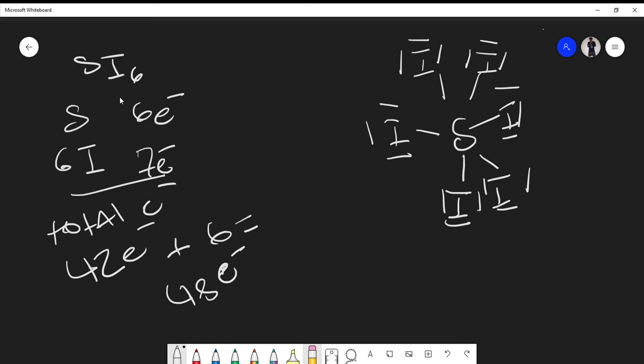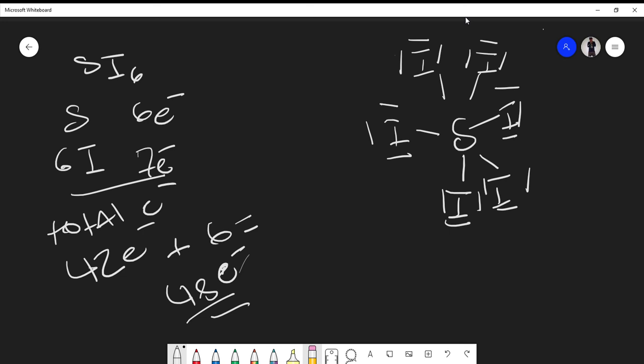I know the iodines make it look really confusing, but you get the idea. Each iodine atom has 2, 4, 6, 8 electrons around it. If we have 8 electrons around each iodine, and we have 6 of them, let's do 6 times 8. That is equal to 48, and that is the total number of electrons we have here. So no need to worry about the central atom.